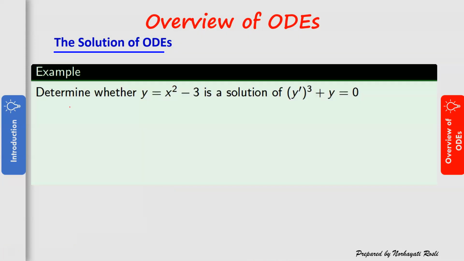Now class, we go to the next example. You need to determine whether y equal to x squared minus 3 is a solution of y prime to the power of 3 plus y equal to 0.